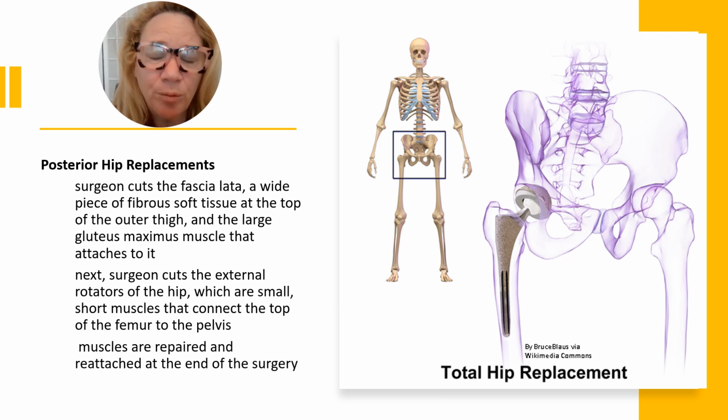Geriatrics who had a hip replacement a few decades ago and have not had it re-replaced, which often occurs, probably have a posterior hip replacement. So the surgeon has cut the gluteus maximus, the tensor fascia lata, then they cut the deep lateral rotators, and then they sew all these muscles back together to allow them to heal.